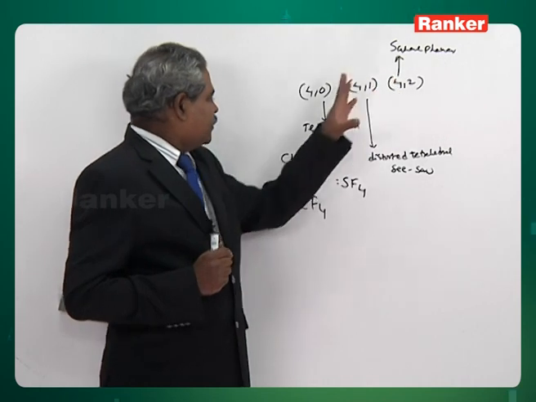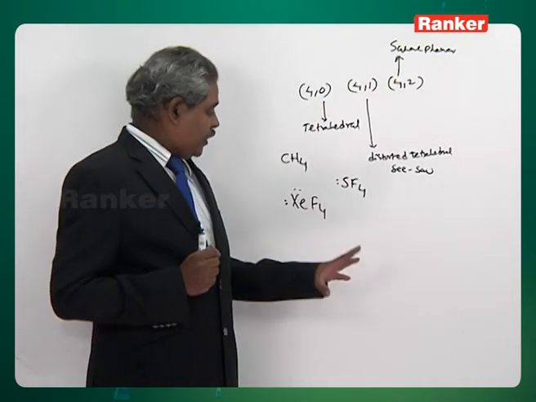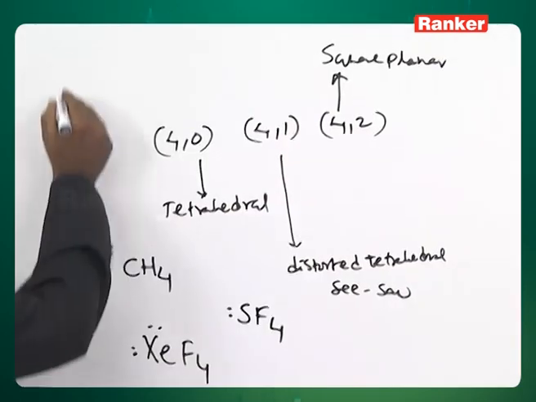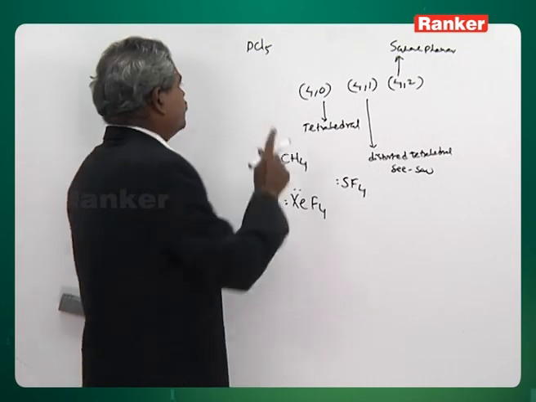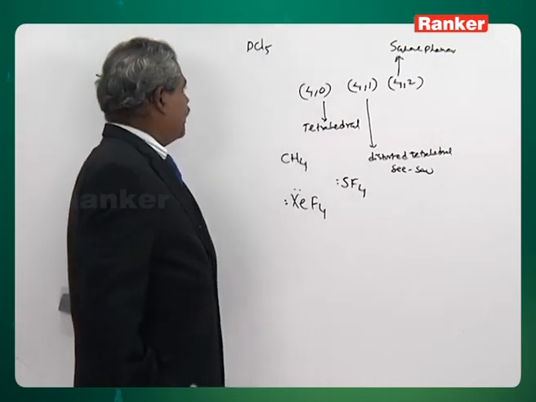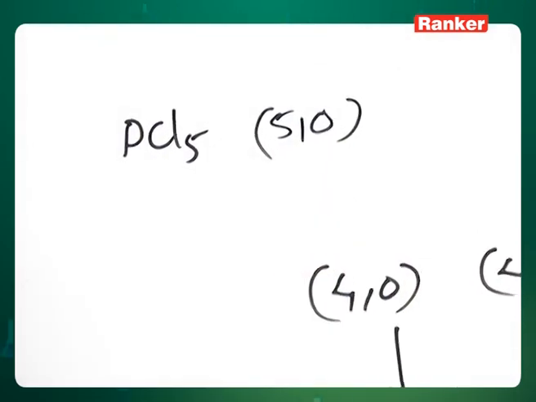Distorted tetrahedral, square planar, 5 0, 5 1, 5 2. 5 0 is trigonal bipyramidal, PCl5. Trigonal bipyramidal, 5 bond pairs, no lone pairs. 5 0. I need not write that in so many words. Do you see any lone pair here? You don't. Therefore, it's 5 0.